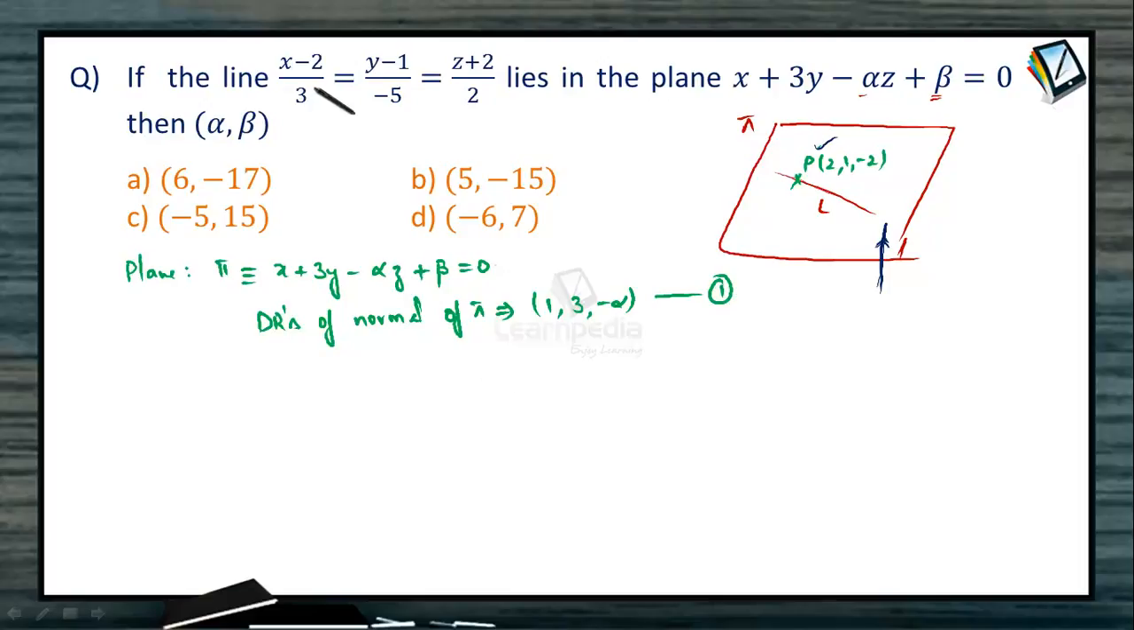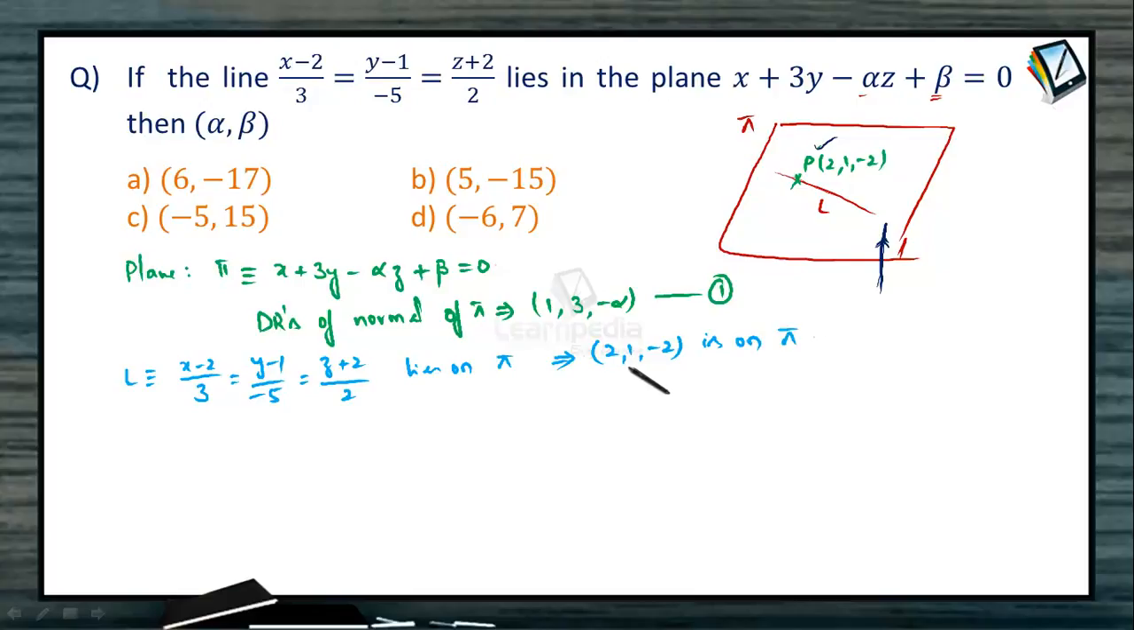Now, when do we say this line lies on the plane? The line L given by (x minus 2)/3 equal to (y minus 1)/minus 5 equal to (z plus 2)/2 lies on the given plane pi. So what do we mean by that? Every point on the line is also a point on the plane. So shall we say (2, 1, minus 2) is on the plane pi.